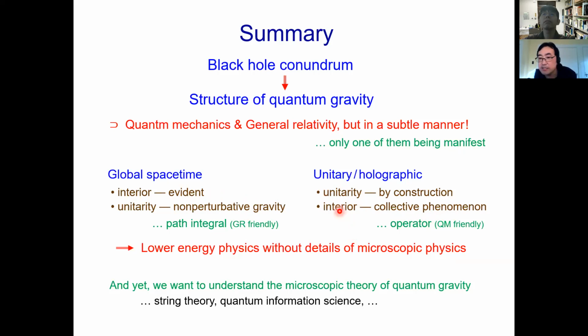So this duality is essentially Legendre duality. Okay? So it's a Lagrangian type description or a Hamiltonian type description. And in both cases, you don't need low energy details of quantum gravitational microscopic physics to understand low energy physics, namely the existence of the interior and unitarity of the scattering process. Okay? And yet, of course, we want to understand this microscopic theory of quantum gravity as well. And for that, we probably need string theory or quantum information science. We'll be discussing this throughout this conference, which I very much look forward to.